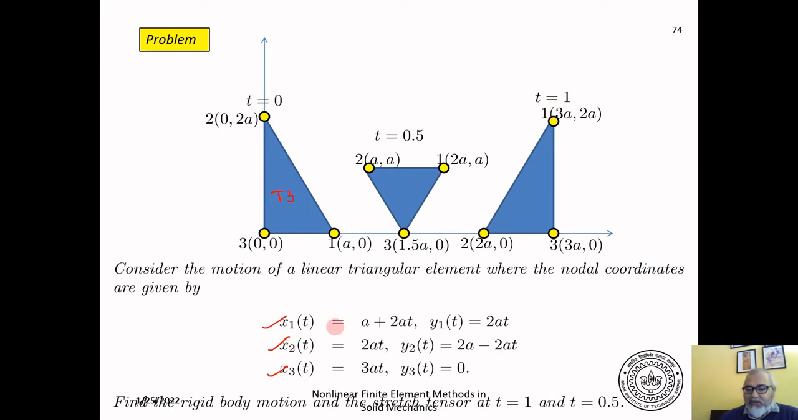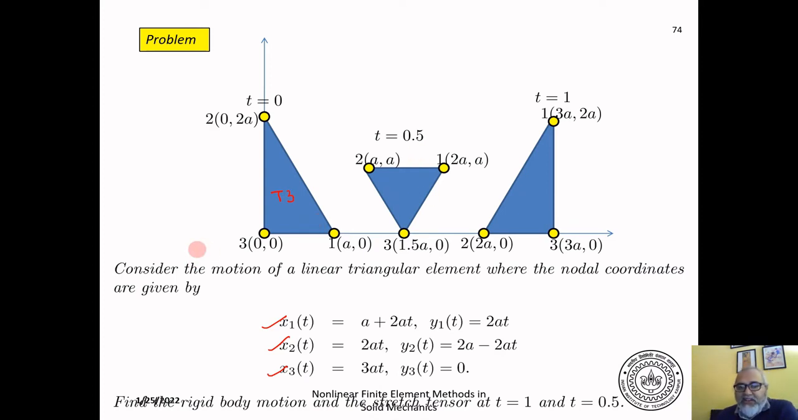Now since x1 and y1 vary according to this motion, I can plot out the values at time t equal to 0. At time t equal to 0, this is a and this is 0. So 1 is here. 2 is 0 and then 2a. So 2 is here and 3 is at 0, 0, 3 is here. Similarly, at t equal to 1, I can put 1 here. This will be 3a. So this point is at 3a, 2a, 2 is at 2a, 0, 3 is at 3a, 0, and similarly I can do it for t equal to 0.5.